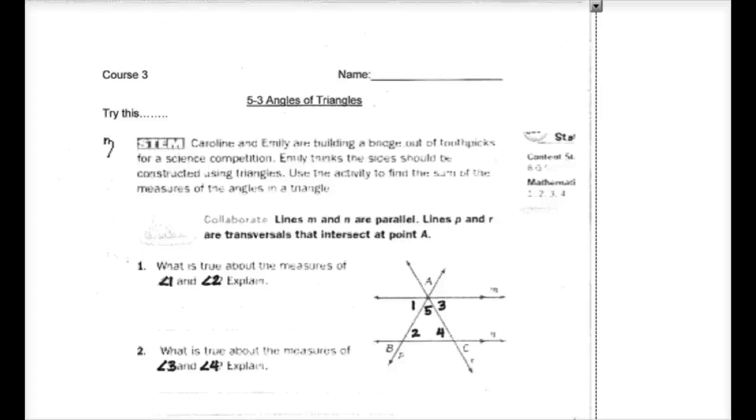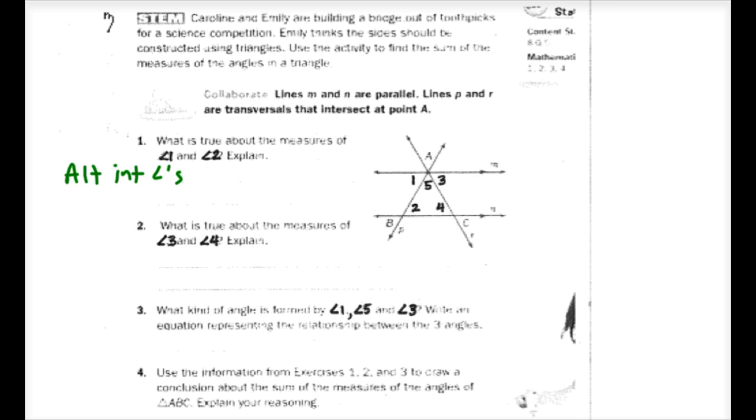Okay. Welcome to 5.3. We are at 5-2. Notice we went 5-1 right to 5. Angle triangles. Okay? What's true about the measure of all interior angles compared to each other?